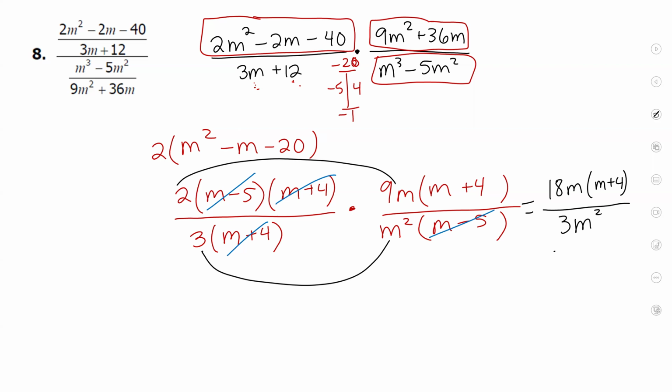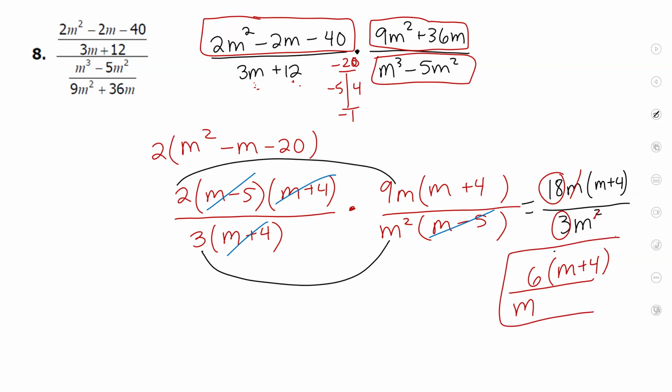Okay, let's simplify this a little further. What's 18 divided by 3? 6, so I'll have 6. This m cancels out with one of those m's. So I'm left with 1m in the denominator, and I have m plus 4. That's my answer.